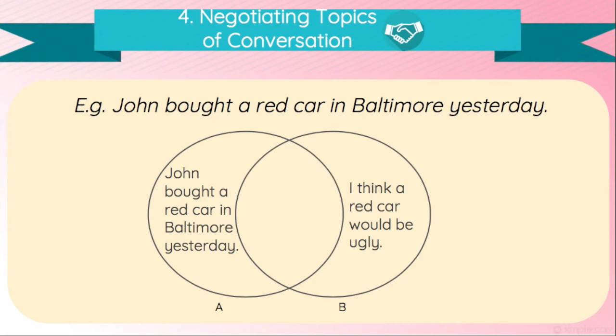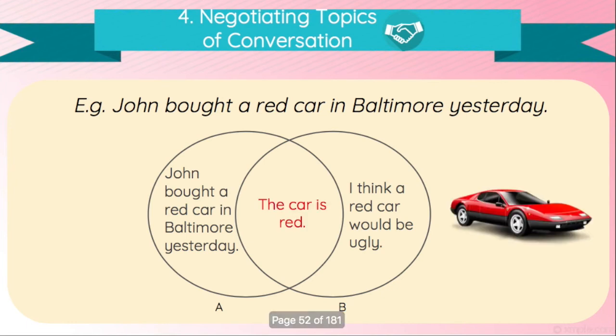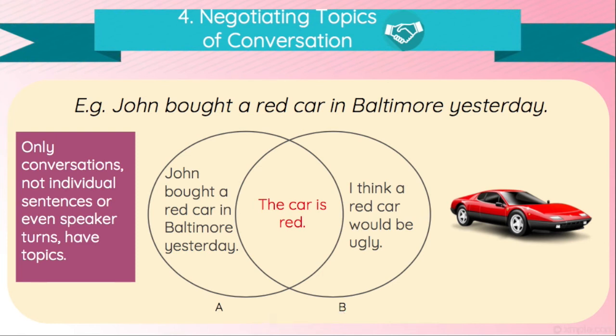So essentially, I think the best answer would be the car is red. That's the common denominator between their two statements. Both of them mentioned that there was a red car. So that's the intersection of their propositions. That's why the statement by A and the statement by B are quite cohesive. So we should remember that only conversations, not individual sentences or even speaker turns, have topics. So the topics have to be constant within the conversation and not just within individual sentences, or else you'd lose the cohesion of your conversation.